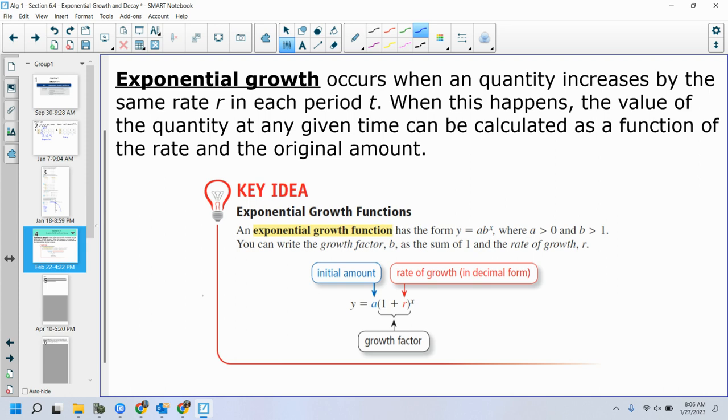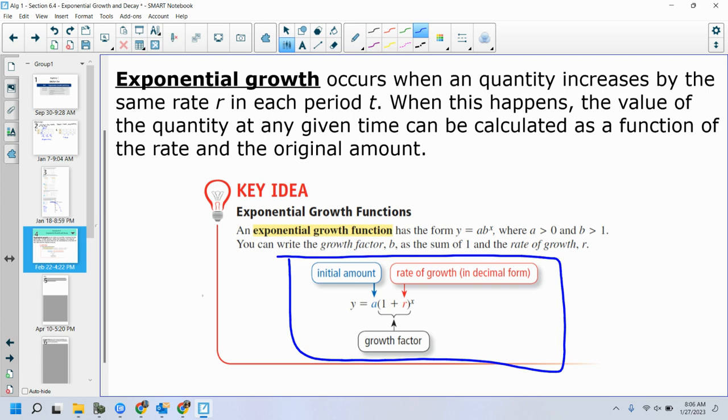When this happens, the value of the quantity at any given time can be calculated as a function of the rate and the original amount. Please box, highlight, circle, do whatever you need to do to that formula. That is the exponential growth formula. You will need to memorize that for your test on Wednesday. That is the exponential growth formula.